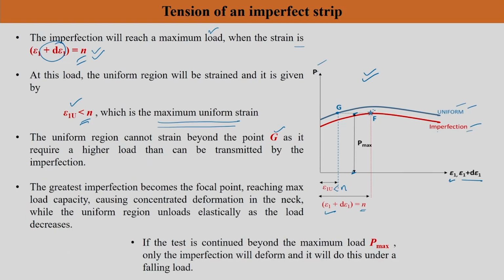Okay. If you give more than F, then only the uniform region can strain beyond G. That is what I have written here. The uniform region cannot strain beyond point G as it requires a higher load than can be transmitted by the imperfection, which is not going to happen here because we fixed that the maximum load happens at F when you speak about imperfection. Now, we have only one imperfect region.